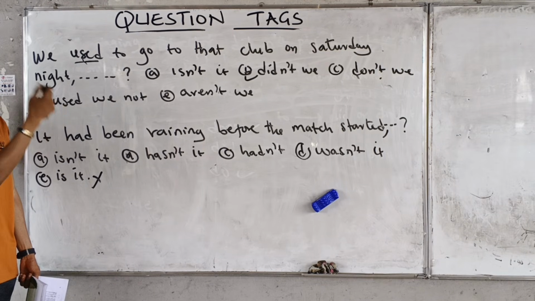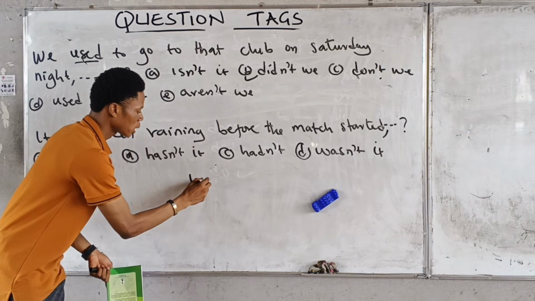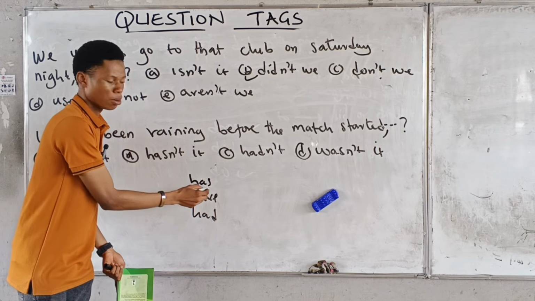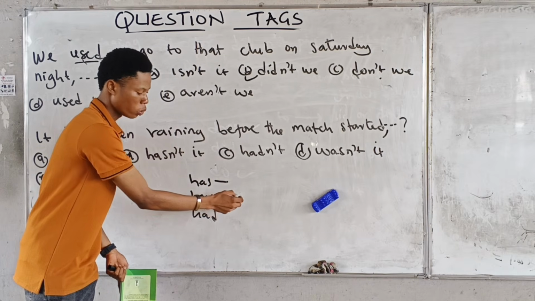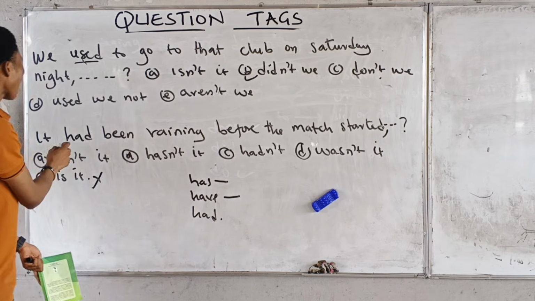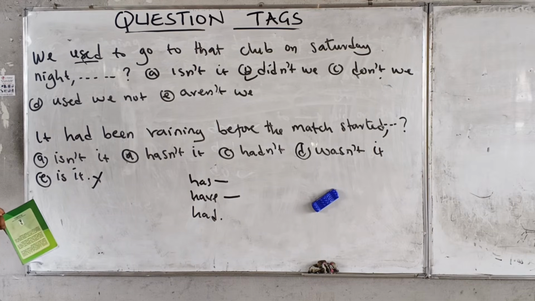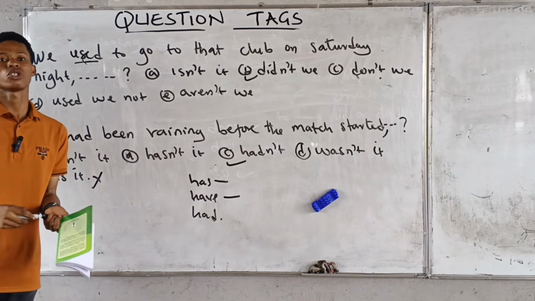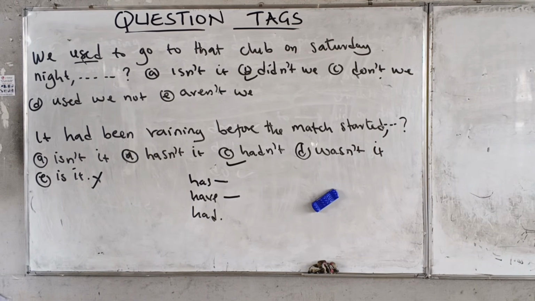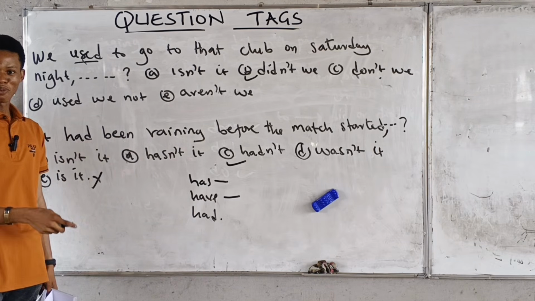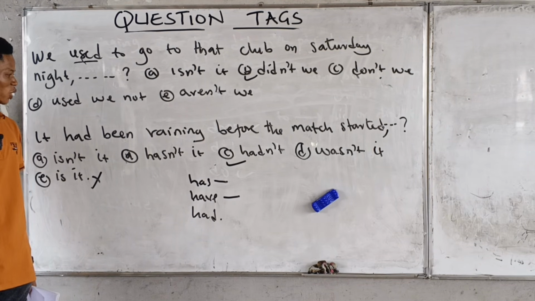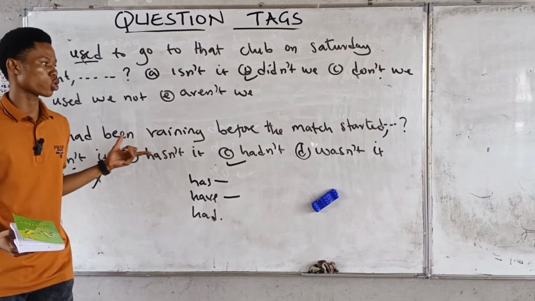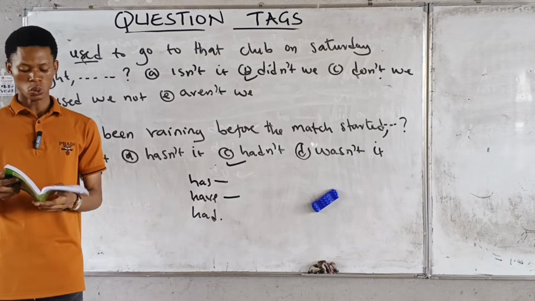First, this is "had", past tense. You know the difference between has, have, and had. Has and have are present: this one is singular, this one is plural. But this one is past tense. So "hadn't it been raining before the match started?" is the answer to that question. "Wasn't it been raining?" does not work. So the answer is "hadn't it been raining". If you start from the question tag to form the question, you'll get a clue to the answer.